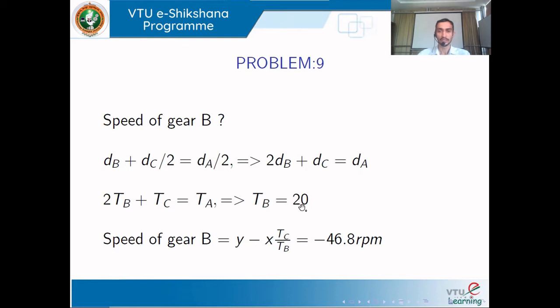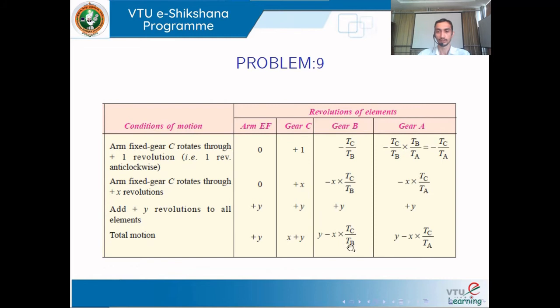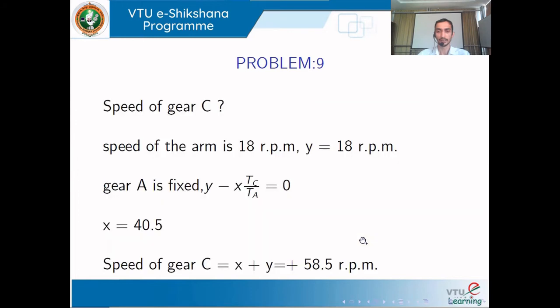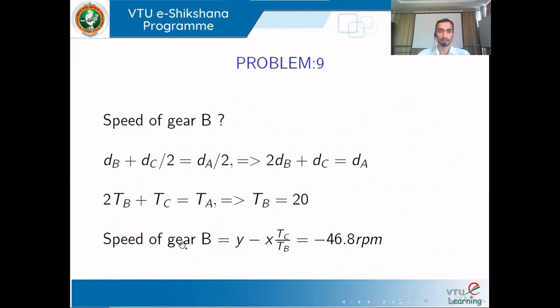So we know the value of the number of teeth on gear B. So the speed of gear B when gear A is fixed, this is the equation. In this, Y and X, we already know Y is 18 and the X value corresponding to when gear A is fixed, we have already calculated that. Now we calculated the number of teeth on gear B, and TC has already been given. So you just substitute everything and calculate that. You will get the speed of gear B as around minus 46.8 RPM. So it's a negative value, which means that it rotates in the direction opposite to that of the arm.